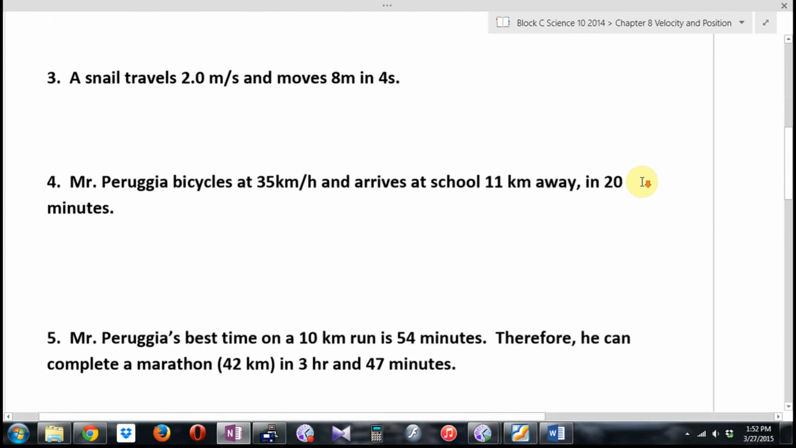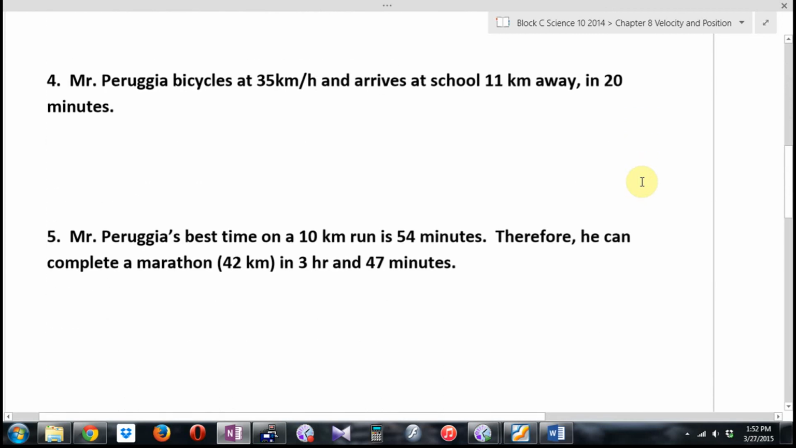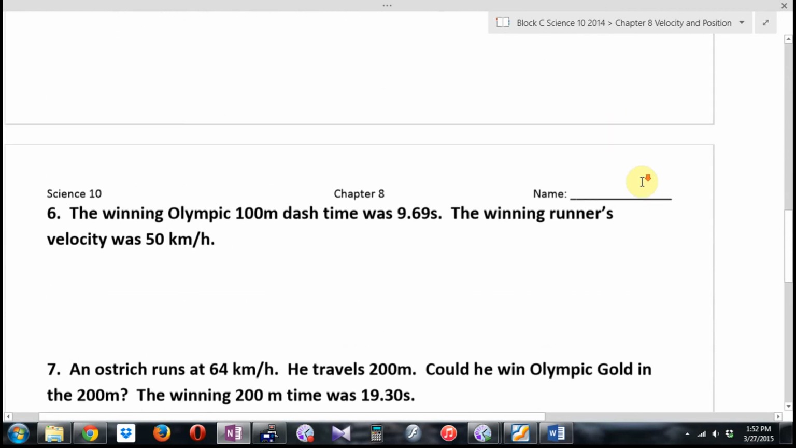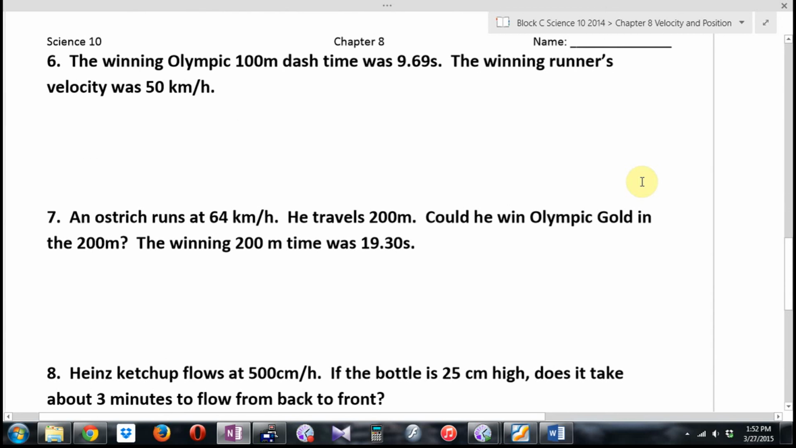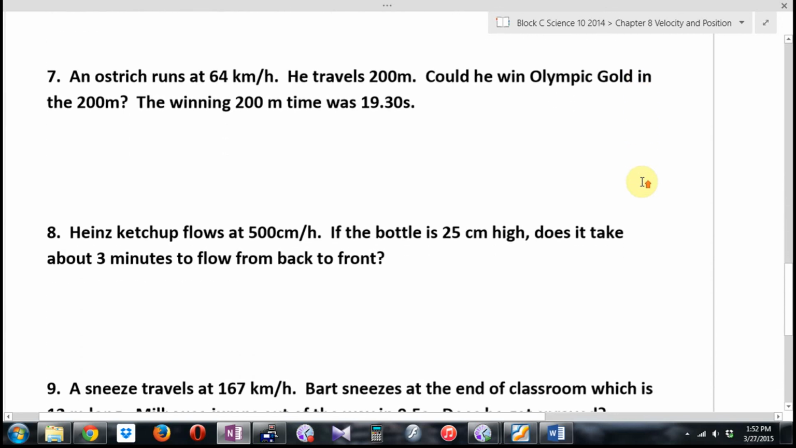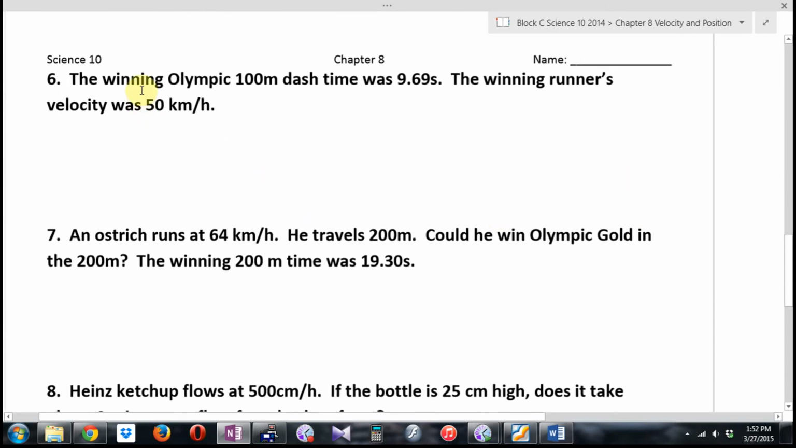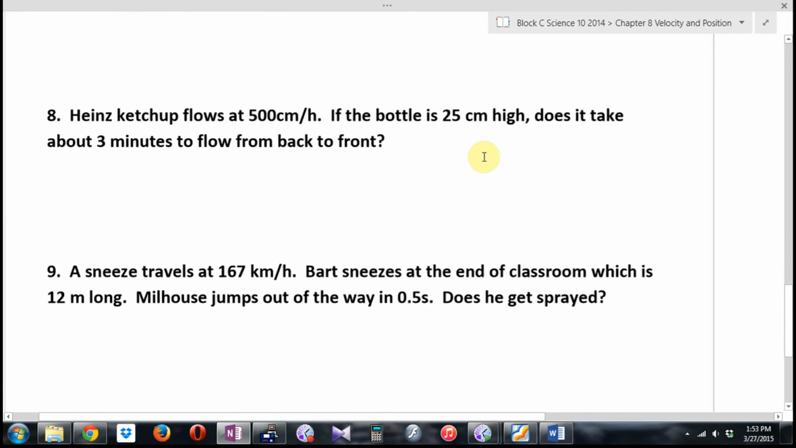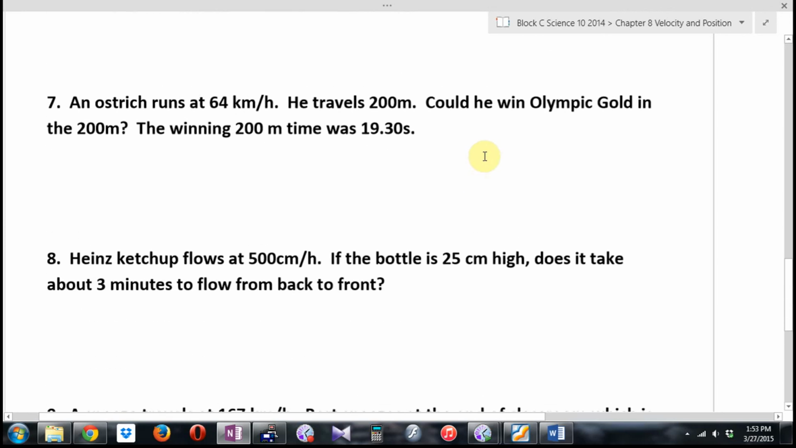Is it possible for a snail to... Is it possible for Mr. Perugia's Olympic dash time... Now, some of these you'll have to do some unit conversion. I gave you this in 50 kilometers per hour. Is that possible for the Olympic dash runner's velocity to be? Well, I think you have to first of all figure it out in meters per second and then convert it to kilometers per hour. I'll talk about these next class.